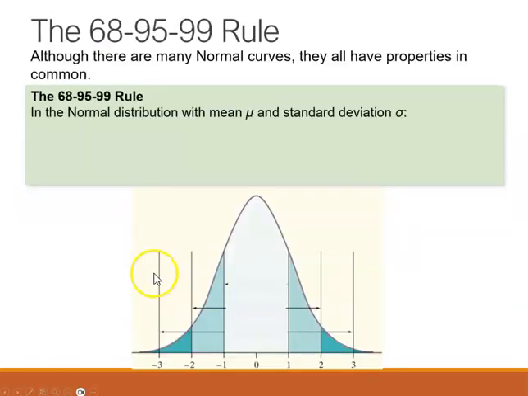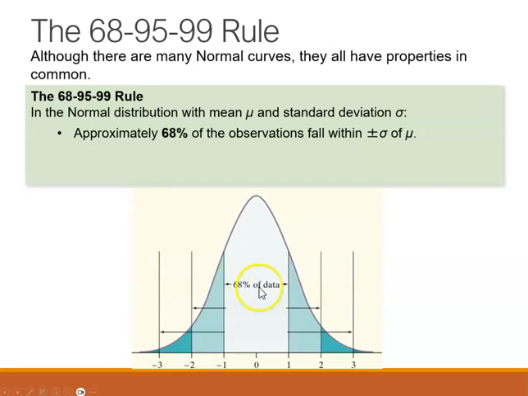An important rule for normal distributions is what's called the 68, 95, 99 rule. That says that 68% of the area under the normal curve is within one standard deviation of the mean. So if the mean here is at 0, one standard deviation away from the mean means 68% of the data is covered there.